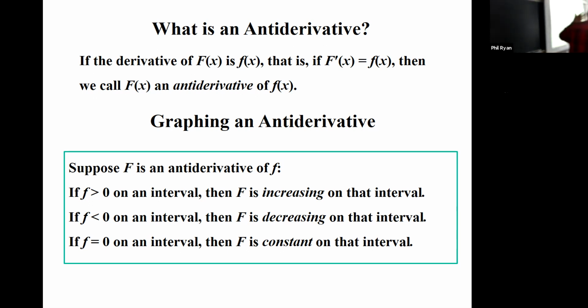So if the derivative of capital F is little f, that is, F prime of x equals little f of x, then we call big F an antiderivative of little f. So for example, we know that the derivative of x cubed is 3x squared. So 3x squared is the derivative of x cubed. Or another way of saying that is x cubed is an antiderivative of 3x squared. It's just reversing the order in which we say things.